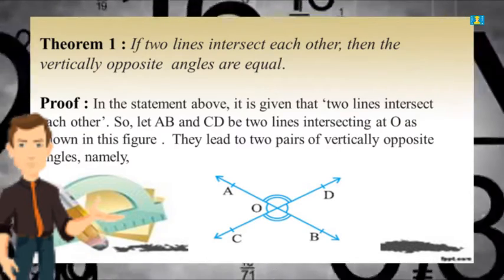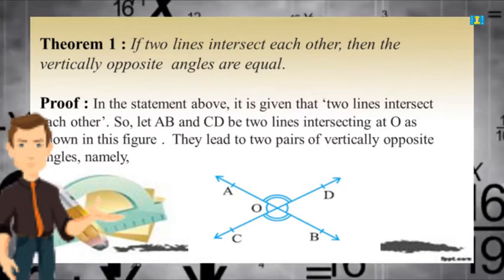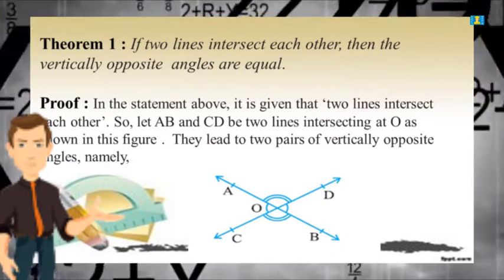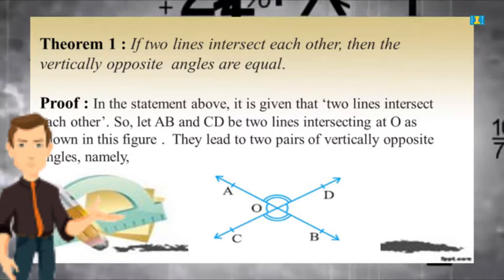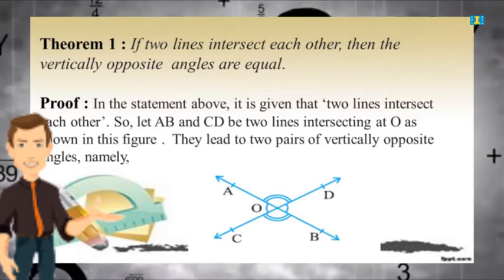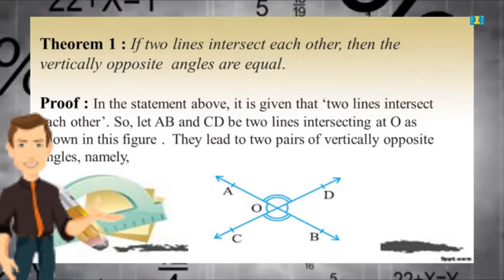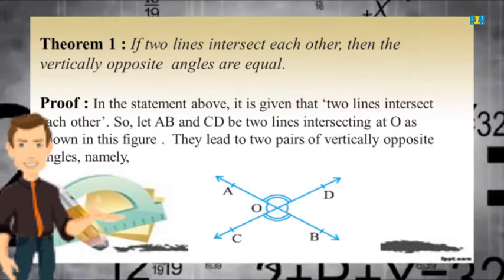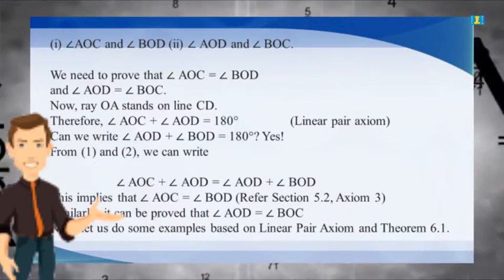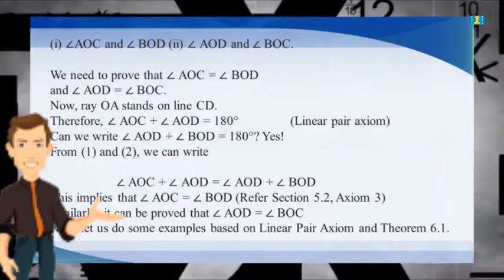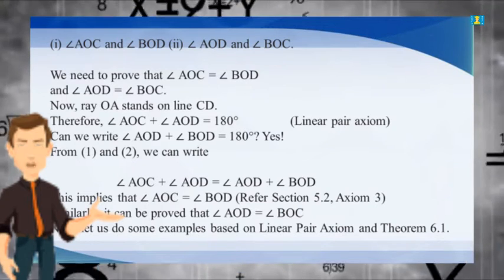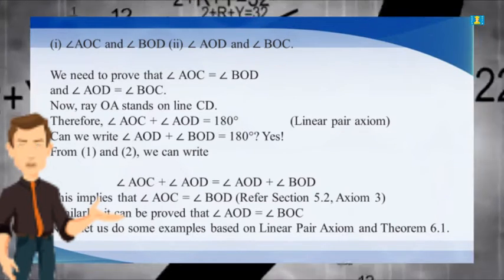Let us see a theorem. Theorem 1. If two lines intersect each other, then the vertically opposite angles are equal. Here is the proof. In the statement above, it is given that two lines intersect each other. So, let AB and CD be two lines intersecting at point O as shown in the figure. They lead to two pairs of vertically opposite angles. Namely, the first one is angle AOC and angle BOD, and the second one is angle AOD and angle BOC. We need to prove that angle AOC is equal to angle BOD and angle AOD is equal to angle BOC.